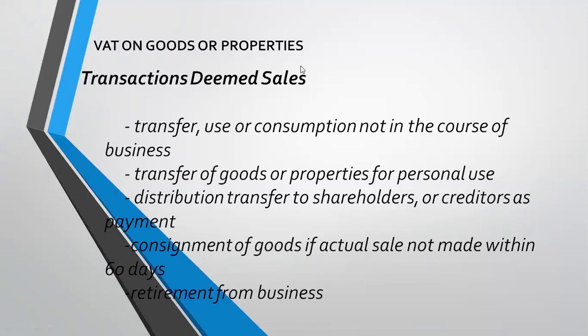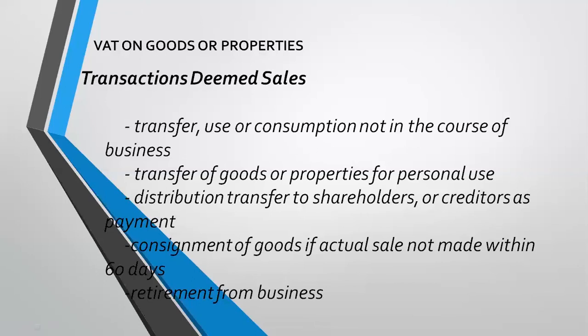An example is transfer, use, or consumption not in the course of business. If you transfer your goods, use your goods, or consume your goods not in the course of business, such transaction is considered deemed sales. Another example, transfer of goods or properties for personal use. If you transfer goods or properties for personal use, such transaction is considered deemed sales.